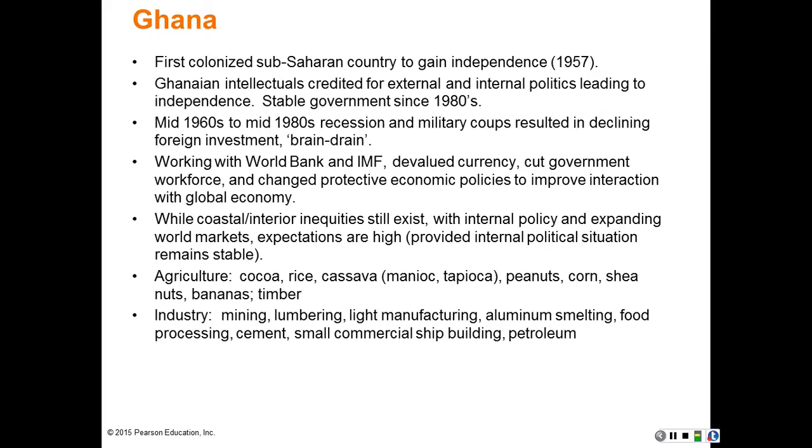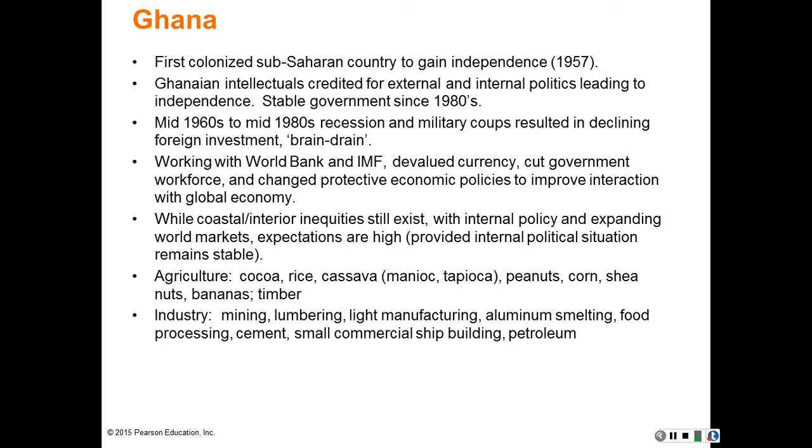However, working with the World Bank and the IMF, they devalued the currency, cut the government workforce, instituted measures of austerity, and changed protective economic policies to improve interactions with the global economy. While the coastal and interior inequities still exist, with internal policy and expanding world markets, expectations are high, provided that the internal political situation remains stable in the long term.